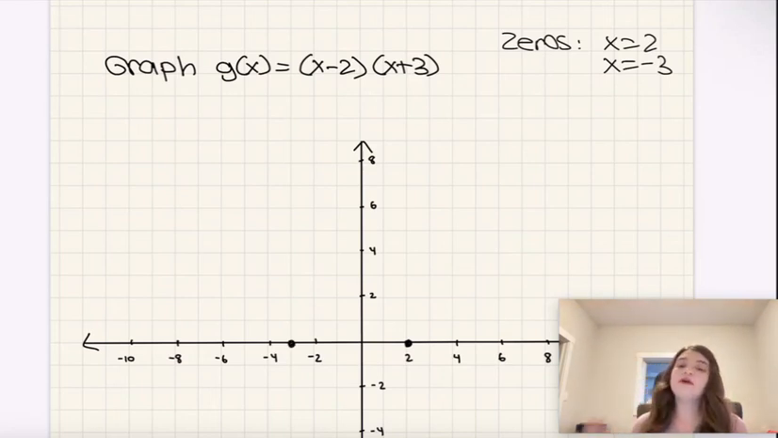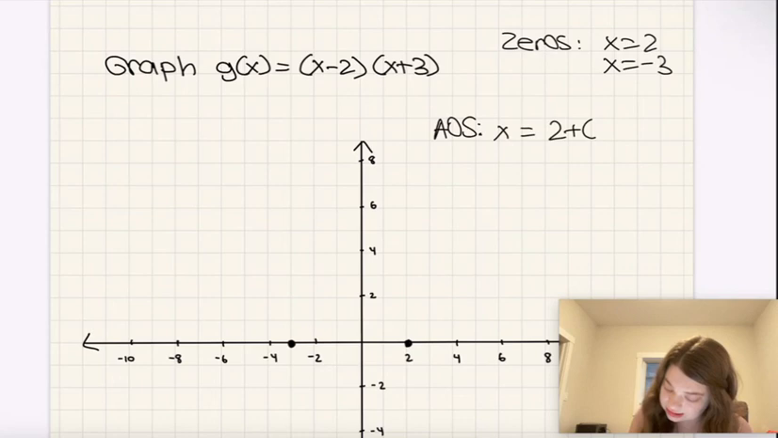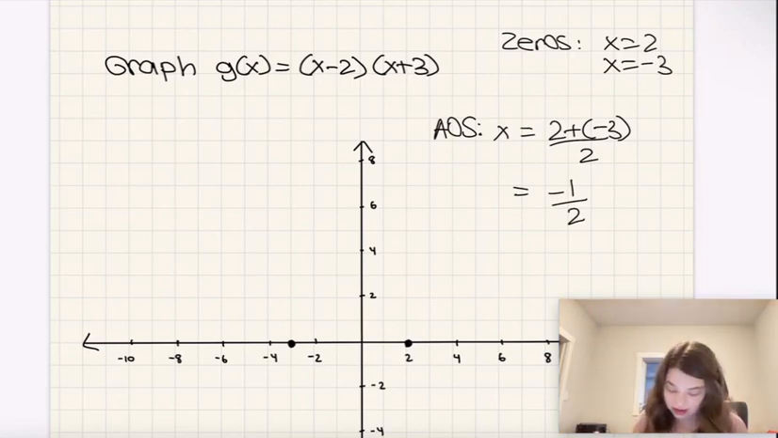Okay, now how do I find the vertex? Well, we know that the axis of symmetry must be halfway between those two zeros, or in the event that there is only one zero, the axis of symmetry is right on that zero. In this case, there are two zeros, so I must find the average in order to find the x-coordinate of the vertex. So in order to find the axis of symmetry, we do x is equal to 2 plus -3 over 2, which is equal to -1 over 2. -1/2 is our axis of symmetry.